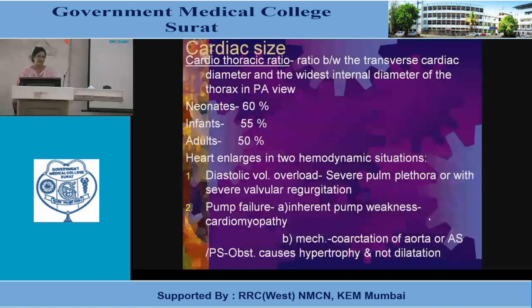Now coming to the cardiac size. Cardiothoracic ratio is the ratio between the transverse cardiac diameter and the widest internal diameter of the thorax in PA. In neonates, it's 60%, so the heart will appear larger as compared to adults. Infants, 55%, and adults, 50%. Heart enlarges in two hemodynamic situations. Either there is diastolic volume overload leading to severe pulmonary plethora or valvular regurgitation, or pump failure due to inherent pump weakness, cardiomyopathy, or mechanical causes like coarctation, AS or PS.